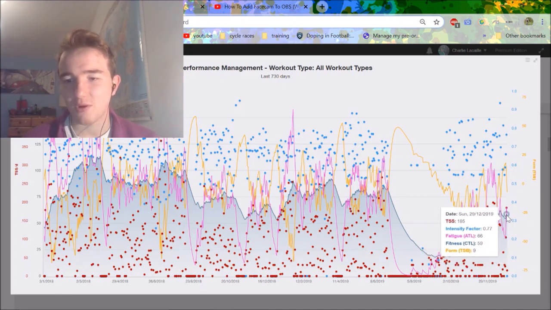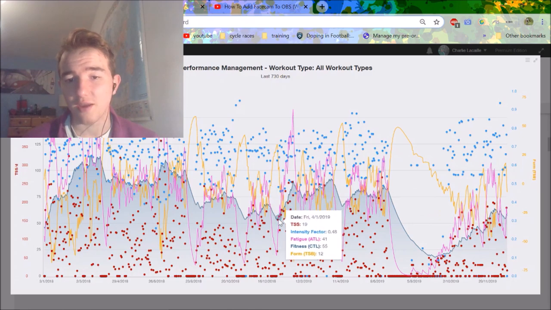My fitness at the moment apparently is like 58, but it's just not, because compared to over here, obviously I had a broken leg and stuff, but I can't do 300 watts for 20 minutes, I don't think, yet. And over here, I could probably do 320, 330 easy. And I was only in January, but apparently I have the same fitness.